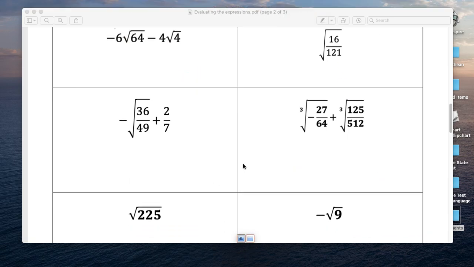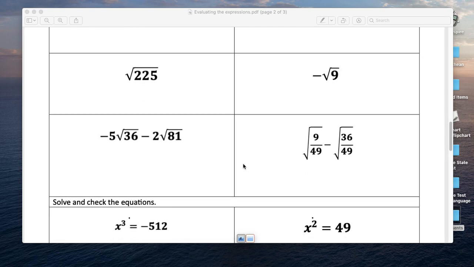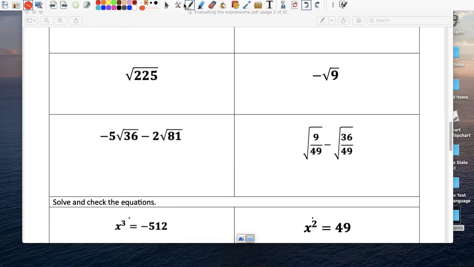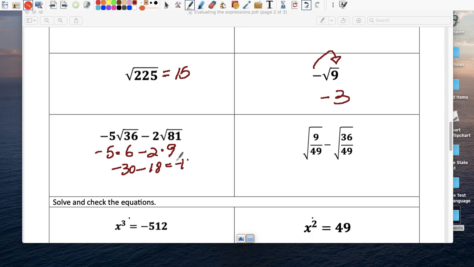Square root of 225, and remember, when we're taking the square root, you'll see this more clearly when we do the equations. Square root of 225 is just 15. This one says negate the square root of 9. Well, the square root of 9 is 3. If we negate that, we get negative 3. Negative 5 times the square root of 36, which is 6, minus 2 times the square root of 81, which is 9. We get negative 30 minus 18, negative 48.